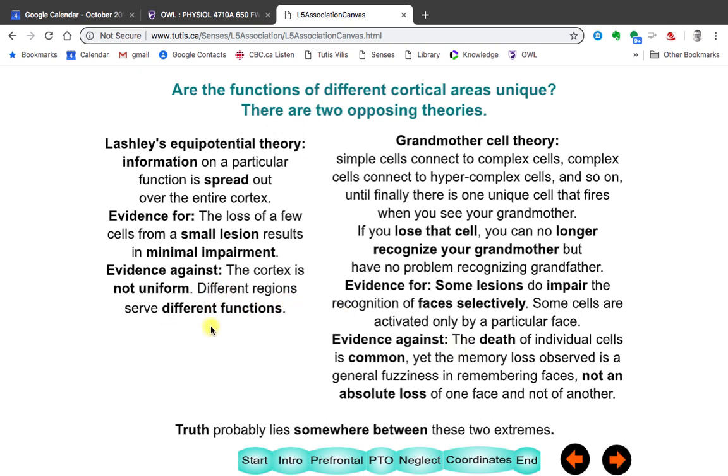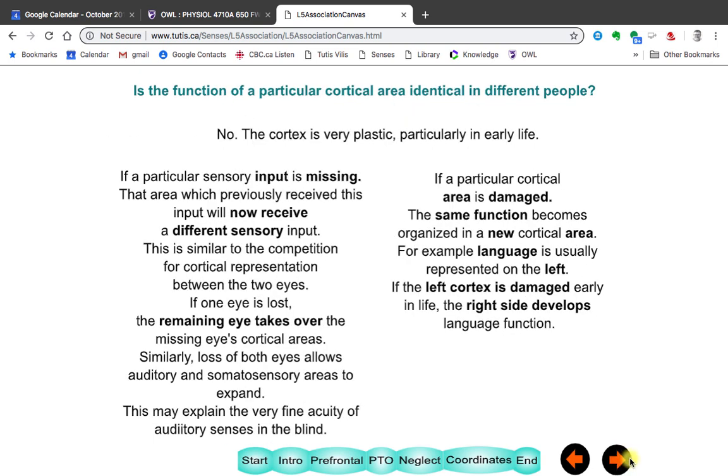So the truth is somewhere between this. It's not one cell that stores grandma, but a bunch of cells, but they're not spread out all over the place. They're concentrated in small structures. The other thing is, is a particular area identical in everyone? Is your brain the same as everyone else's?